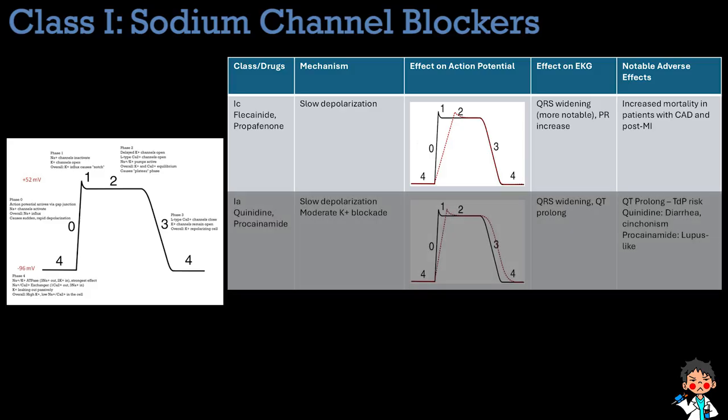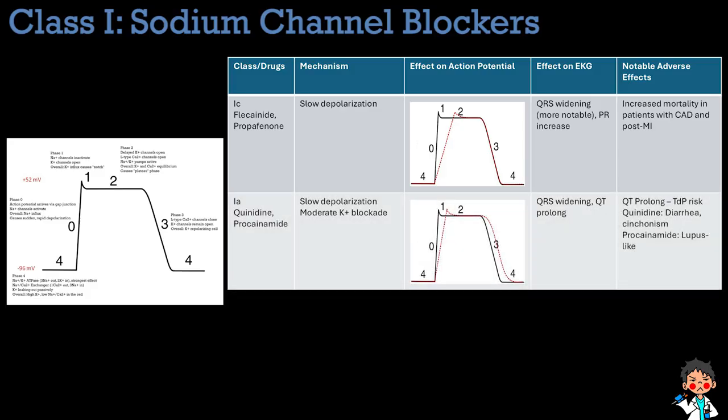So moving on, we have class 1A antiarrhythmics, and this includes quinidine and procainamide. As I mentioned earlier, class 1A antiarrhythmics have a moderate effect of sodium channel blockage, but if you look at the image here, it looks like there's something more going on. That's because class 1A antiarrhythmics actually have the additional effect of moderate potassium channel blockade. So that's what's causing this slight shift of phase 3 to the right that you can see in the image here, in addition to a decrease in the slope of phase 0 that is not as profound as the decrease in slope from a class 1C drug.